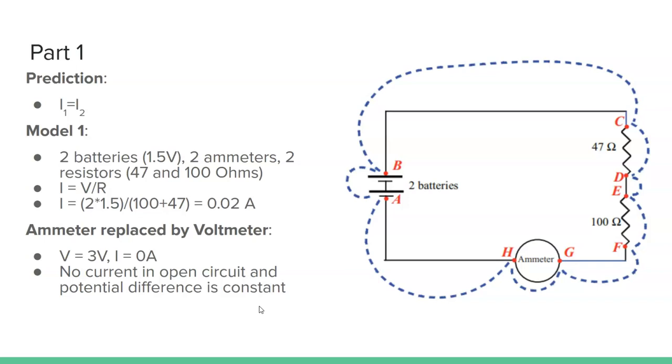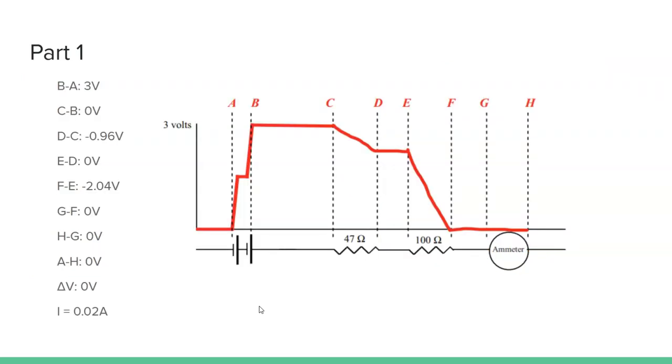When the ammeter is replaced by the voltmeter, the voltage is 3 volts and the current is 0. So the voltage just stays the same, but the current in an open circuit is 0. So that's why it goes to 0.